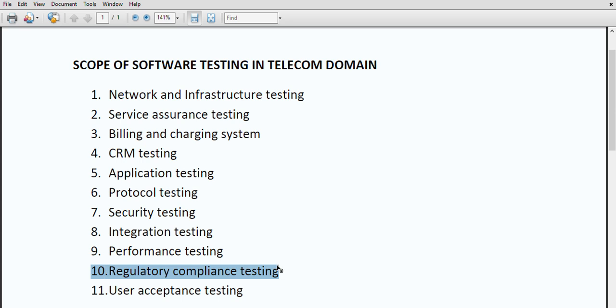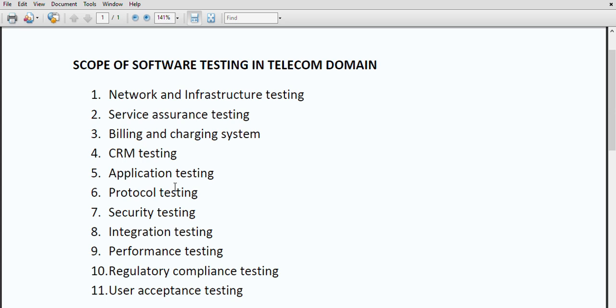In the telecom domain, you need to ensure that the software adheres to industry standards and regulations, which can vary by region and telecom sector. Then user acceptance testing confirms that the software meets the needs and expectations of end users and stakeholders before it is deployed in the live environment. So testing in the telecom domain requires a deep understanding of both technical and business aspects to ensure the reliability and efficiency of service delivery.